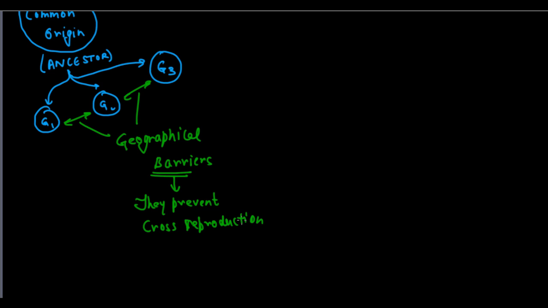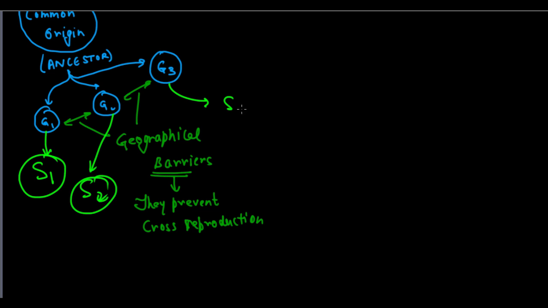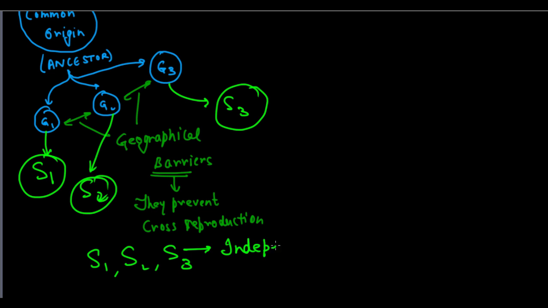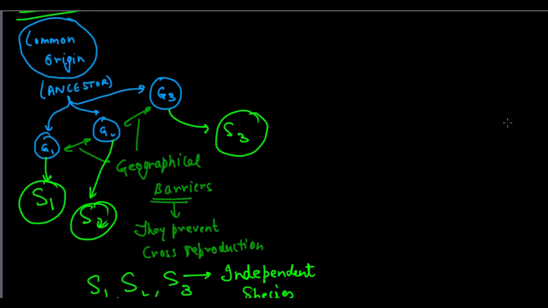Organisms cannot cross-reproduce. So in this case, there will be a point in time when these groups just develop into separate species. And this one develops into species 3. So you can see now species 1, species 2, and species 3 are independent species. And you can see here, gosh, my spelling, independent species. And you can see here now that S1, S2, S3 all had a common ancestor.